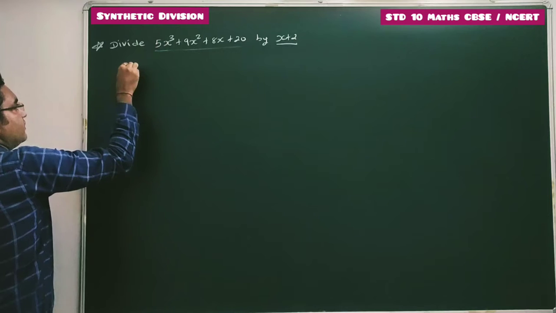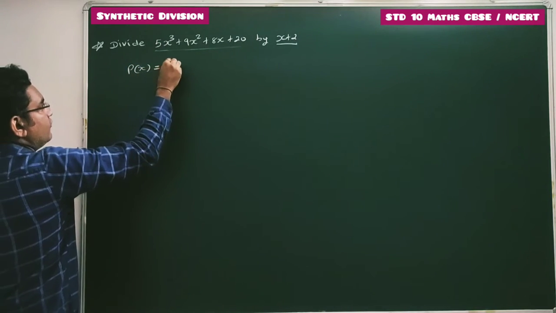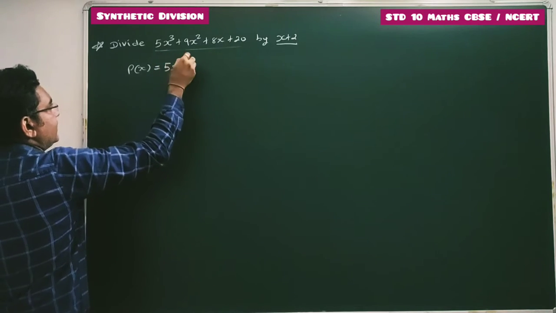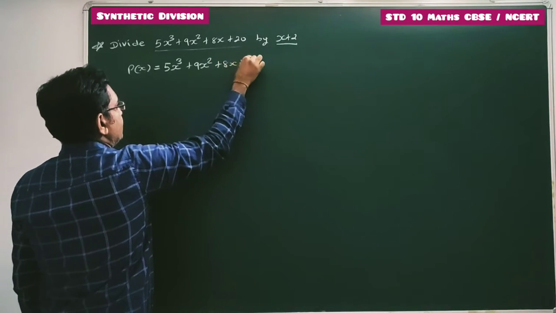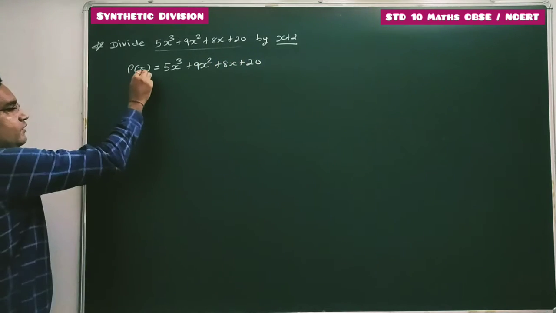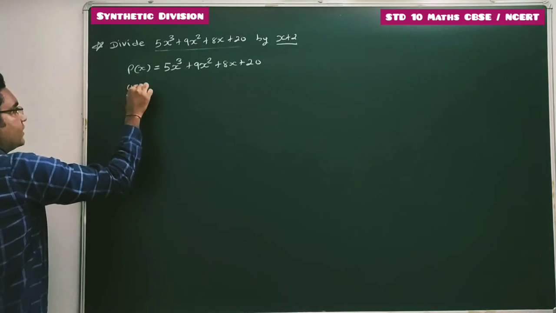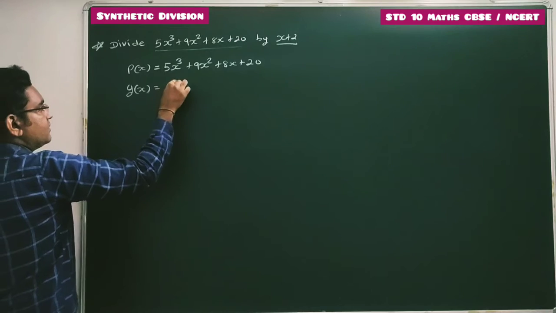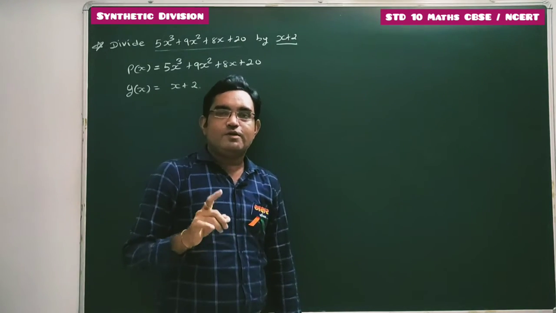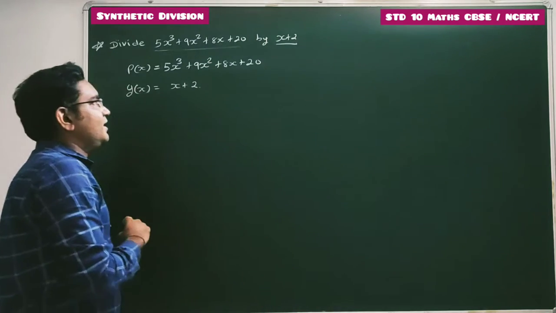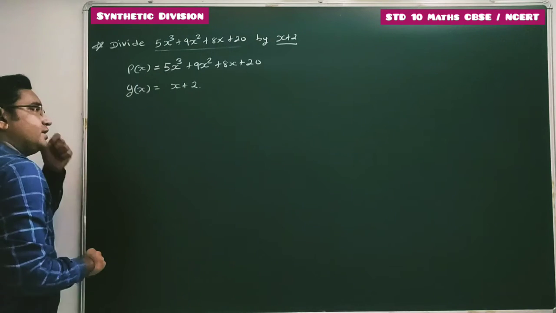Let's say this one is our p of x. The dividend polynomial is p of x, which is equal to 5x cube plus 9x square plus 8x plus 20. We have to divide this dividend polynomial by the divisor polynomial, which is g of x, that is x plus 2. We have to perform the division of both polynomials using synthetic division. So a very new concept is there. How can we perform the division?